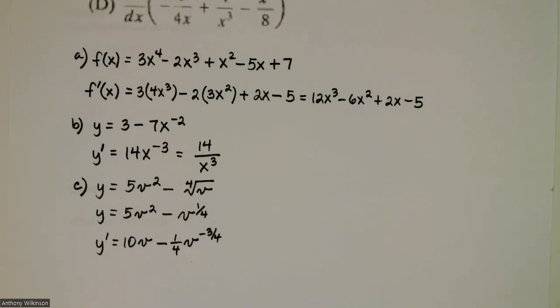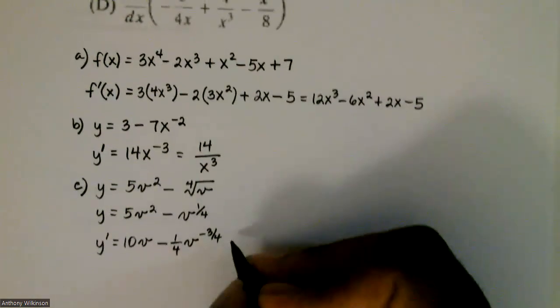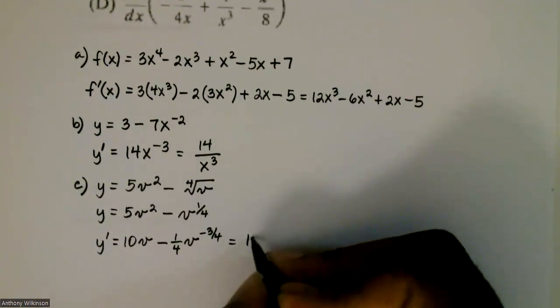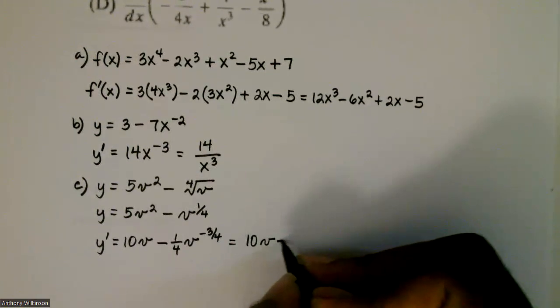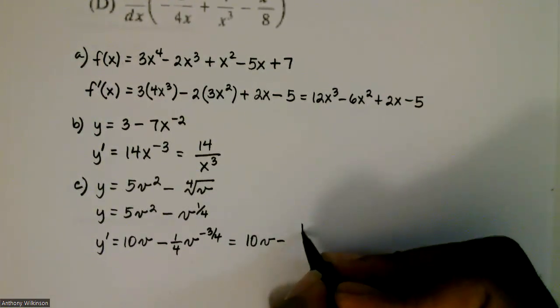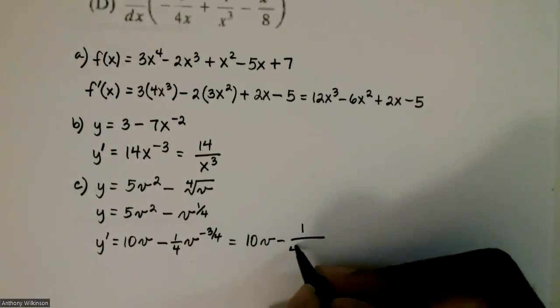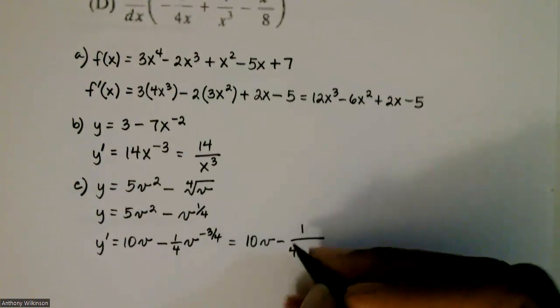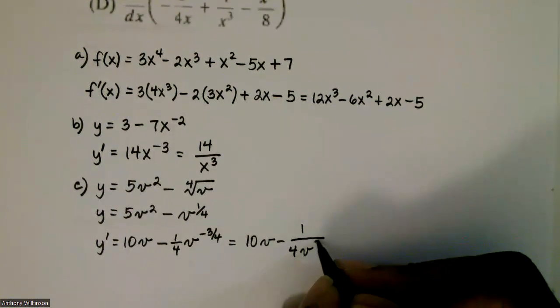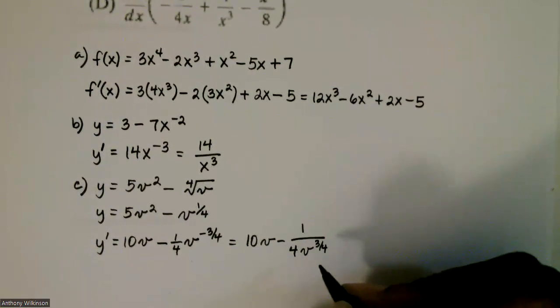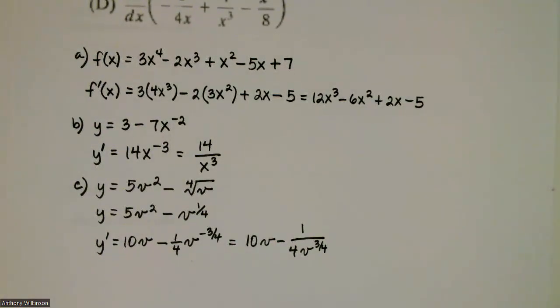Okay. And if they want this as a positive exponent, what you're going to have to do here is bring over the 10v minus the 1 will be in the numerator, your 4 will be in the denominator. That v to the negative 3/4 goes in the denominator as v to the 3/4 power.